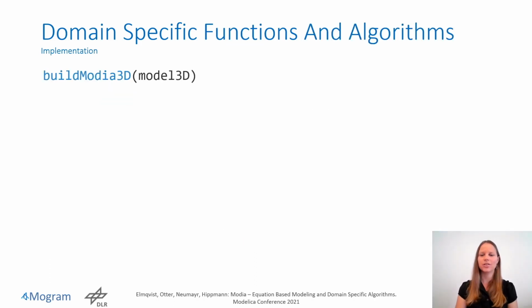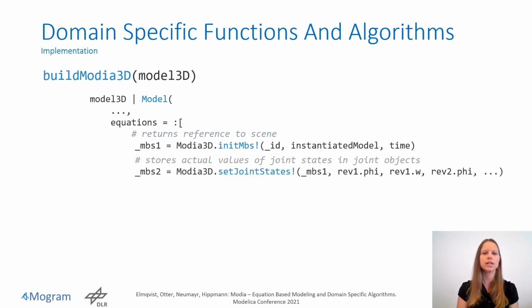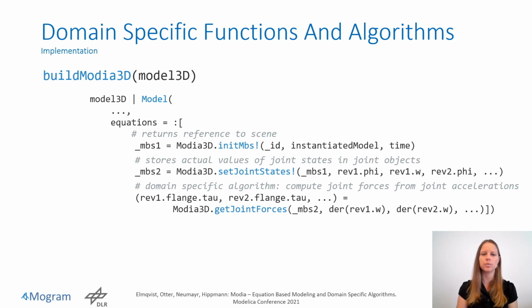Let's have a look at our domain-specific function, build Modia 3D. It traverses through Model 3D and collects all the information about 3D mechanics, and it is merged with the following 3 equations. The first one returns a reference to the scene, where all the information about 3D mechanics is stored. The second one stores the actual values of joint states in joint objects. And the third one is a domain-specific algorithm. It computes the joint forces from joint acceleration.